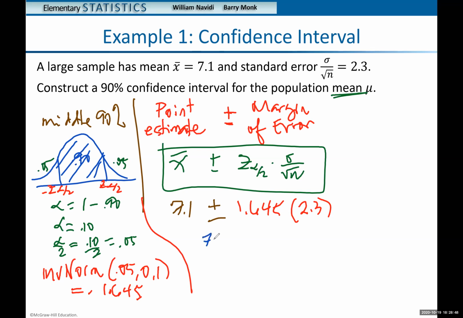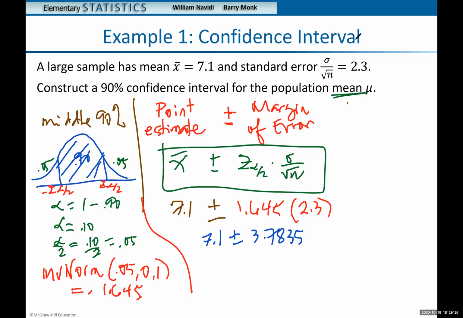So this is 7.1 plus or minus. Let's multiply that. 1.645 times 2.3 is 3.78. And now the interval. Subtract this, 7.1 minus 3.78. The upper bound, Professor, is 10.88.